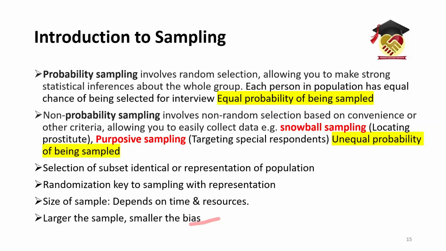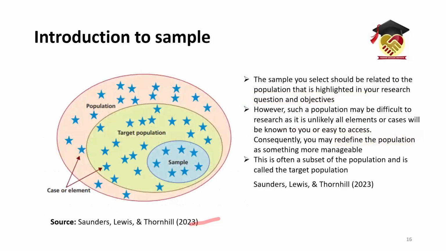Okay. So the larger the sample, the smaller the bias. That is for the quantitative. For the qualitative, that's not the case, right? So this is the introduction to the sample. You can just understand about the entire population. That means the entire country.